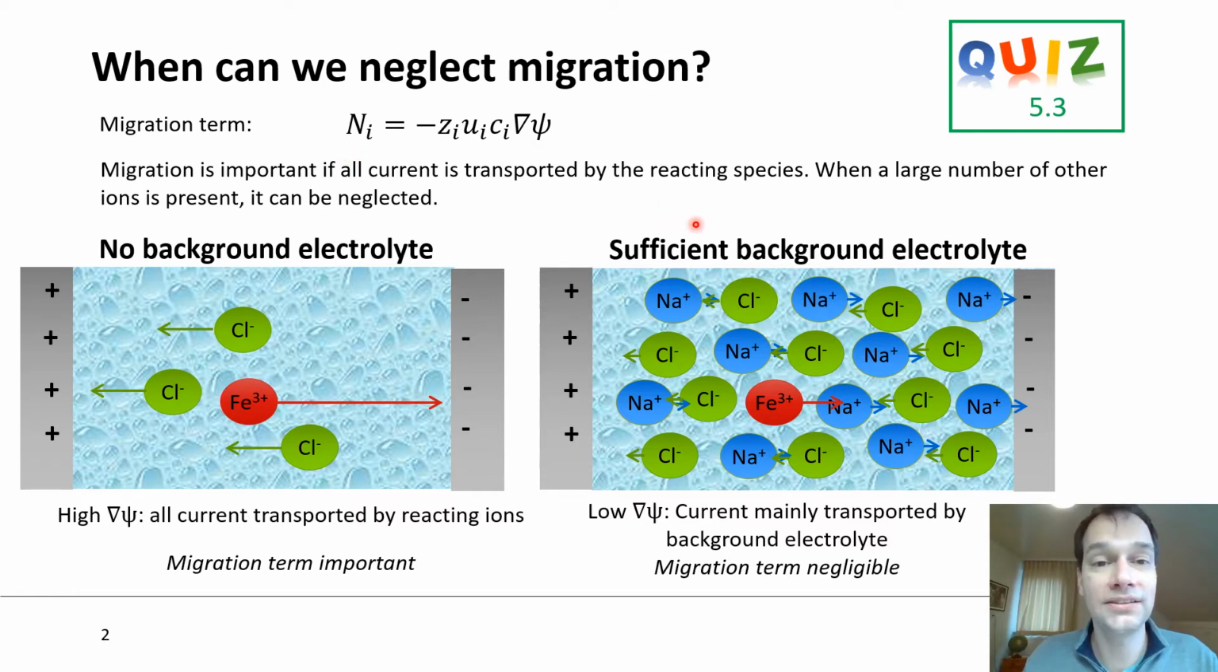In the situation on the right, you have many ions, resulting in a very high conductivity of this system. A high conductivity means a low ohmic drop and also hence a lower potential gradient between the plus and the minus electrode, and that means that this term is reduced, making migration much less important. But the simple rule of thumb you should remember is, with background electrolyte, migration is not important. Without background electrolyte, migration is important. Now, I would recommend you here to carry out quiz question 5.3.